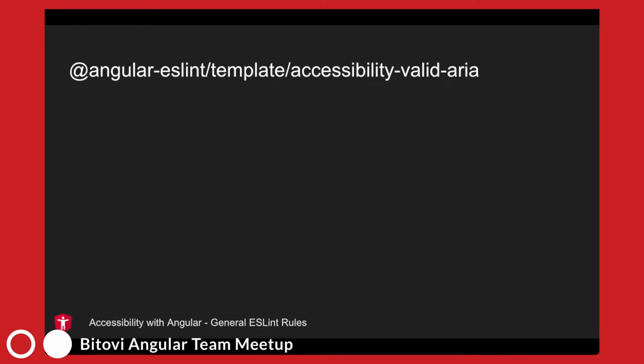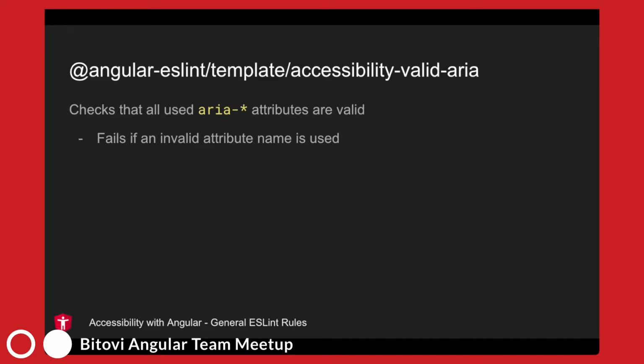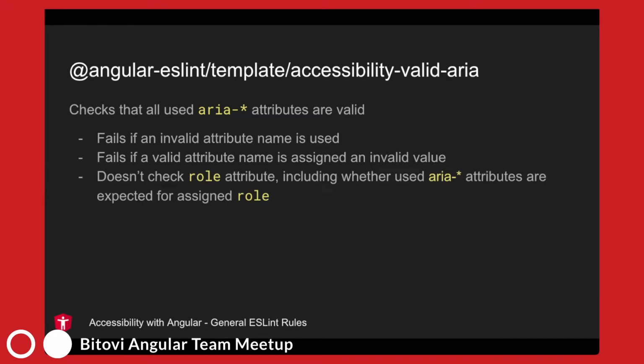So looking at this rule, this will check to make sure your ARIA attributes are valid, and it will fail if an invalid attribute name is used, or if an invalid value is used with a valid name. However, it doesn't check the role attribute, and this includes the rule does not care whether you are using a valid ARIA role or ARIA attribute with a valid ARIA value on an element with a role that has no connection to that attribute. So something to keep in mind.